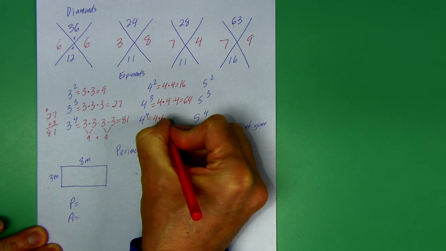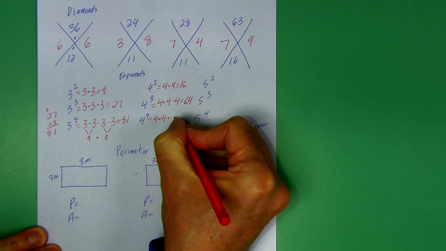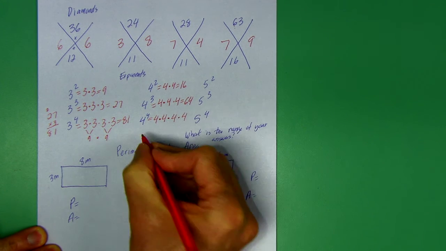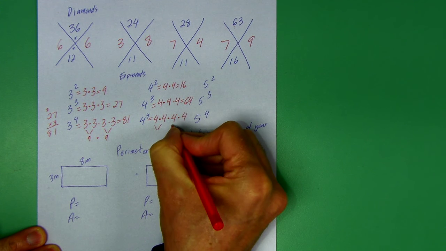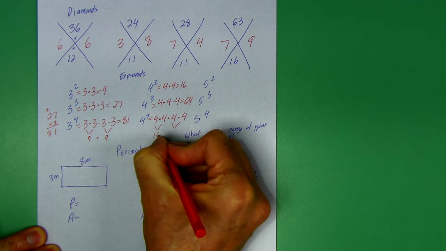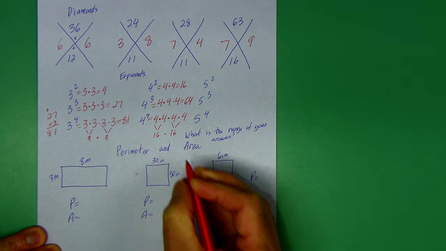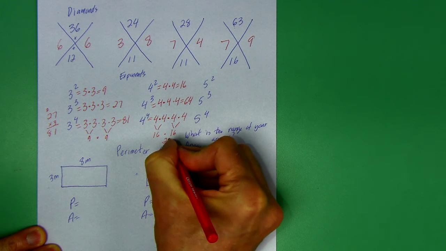And 4 times 4 times 4 times 4, and I want you to do it the same way we did it the second time, right? For the 9s, I want you to do 4 times 4 and get 16, 4 times 4 and get 16. Why did I want you to do that? Yep, you guessed it, 16 times 16, 256.